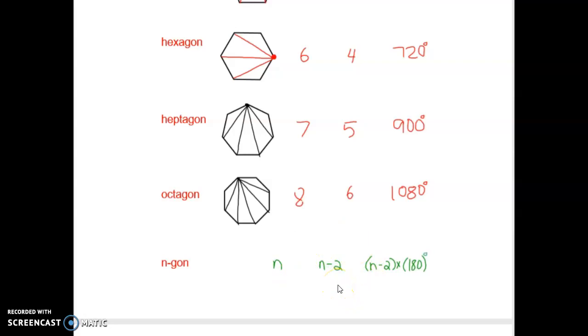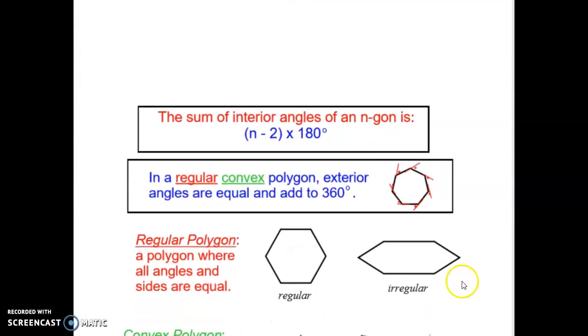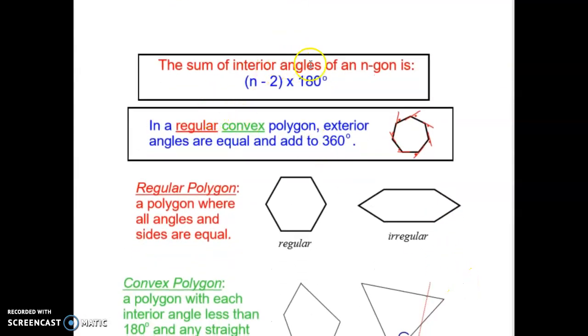So to calculate the total number of degrees inside my n-gon, I'm going to multiply this number of triangles, n minus 2, times 180. So here's my general rule. The sum of the interior angles of an n-gon is (n minus 2) times 180 degrees.